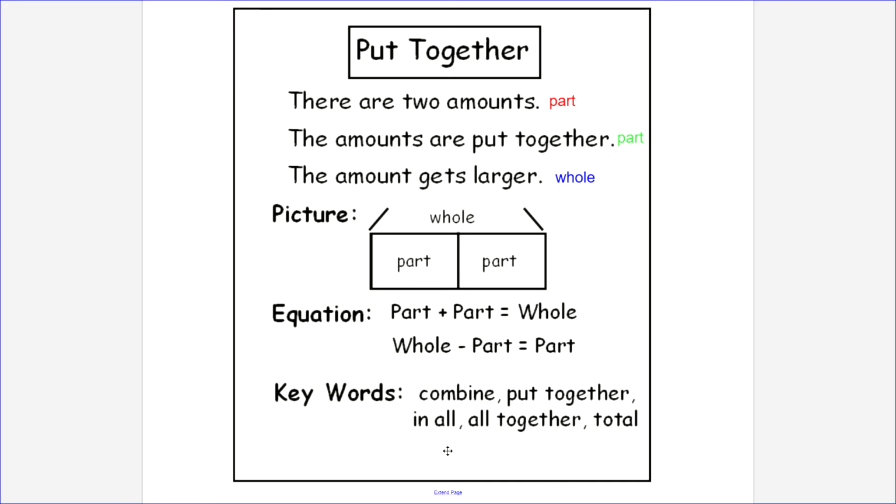Some key words that tell us a problem is a put together problem are the words combine, put together, in all together, and total. Remember, put together problems do not have an action. If a problem has a get more action, it is not a put together problem.